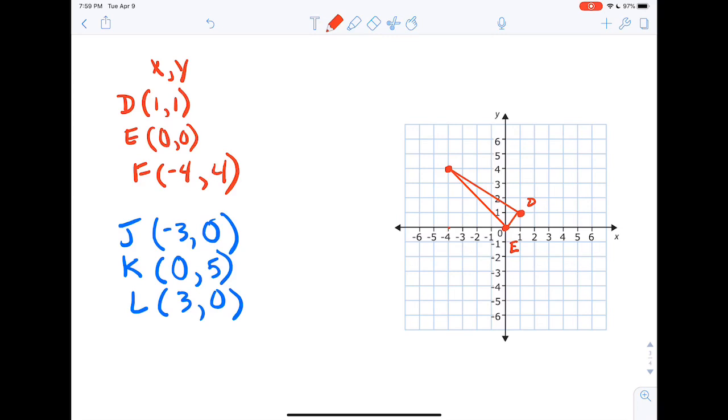And what kind of figure did I get there? If you said triangle, you would be right. If you said, oh, this triangle has 2 sides that are equivalent, you would also be right. Do you remember what that's called?